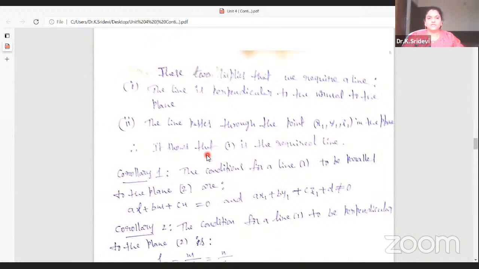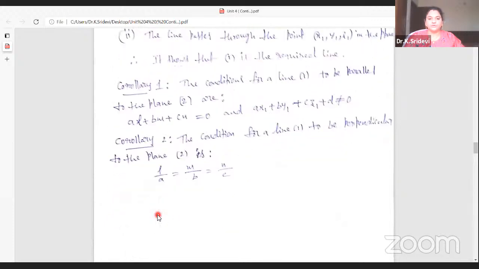Now we go to see another condition. The conditions for a line to be parallel to the plane are al plus bm plus cn equal to 0, and ax1 plus by1 plus cz1 plus d not equal to 0. If this condition is satisfied, then the given line is parallel to the given plane.